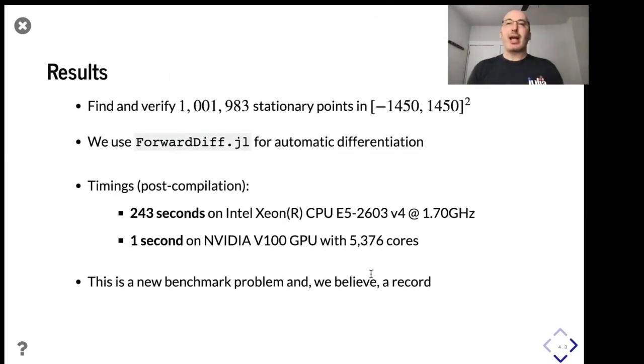So what are the results? We can find and verify just over 10^6, 1 million, stationary points in a particular box of this Griewank function. We're using ForwardDiff.jl for automatic differentiation to calculate the gradient. And the timings are that it takes 240 seconds on one CPU core, and it takes 1 second to do this entire calculation, verifying these 1 million roots, on an NVIDIA GPU which has just over 5,000 cores. So this is a new benchmark problem, and we believe a new record for calculating roots of functions.